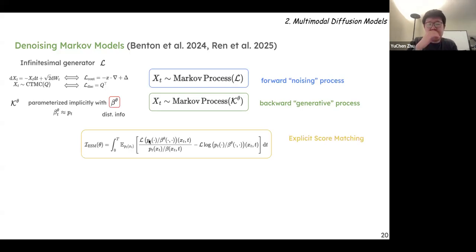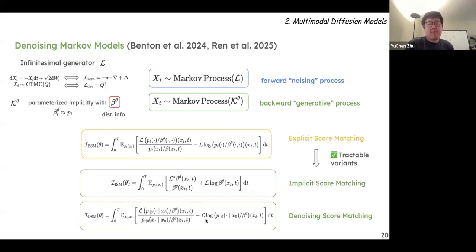But I'm presenting these results just to show that this loss actually gives us the ideal optimum we want, because this loss has a minimum value of 0 only when this beta theta is proportional to p_t, or equal to p_t, let's say. So indeed, if we optimize this loss to its optimum, we can recover the ground truth information we want, so that we will be able to learn this backward process.